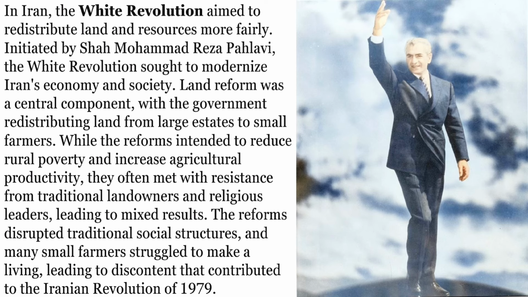Land reform was a central component, with the government redistributing land from large estates to small farmers. While the reforms intended to reduce rural poverty and increase agricultural productivity, they often met with resistance from traditional landowners and religious leaders, leading to mixed results. The reforms disrupted traditional social structures, and many small farmers struggled to make a living, leading to discontent that contributed to the Iranian Revolution of 1979.